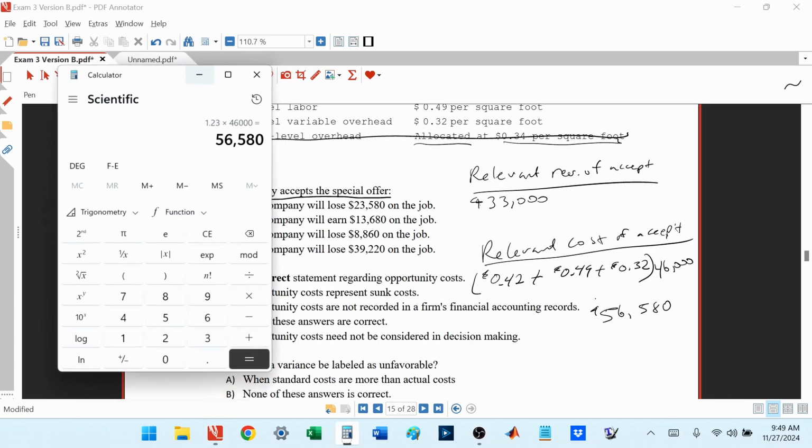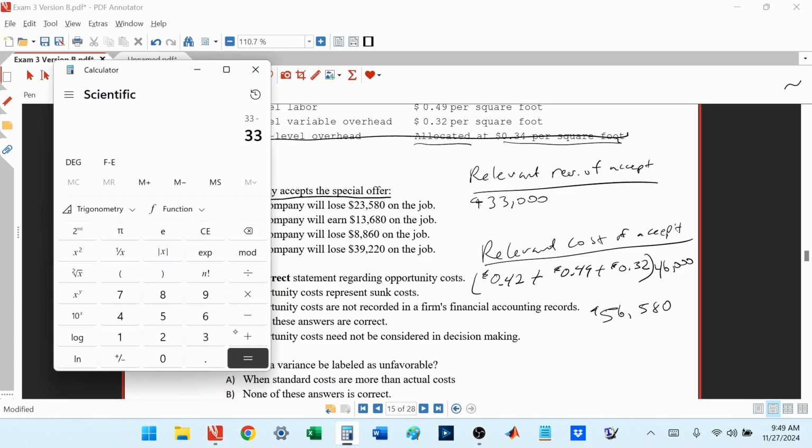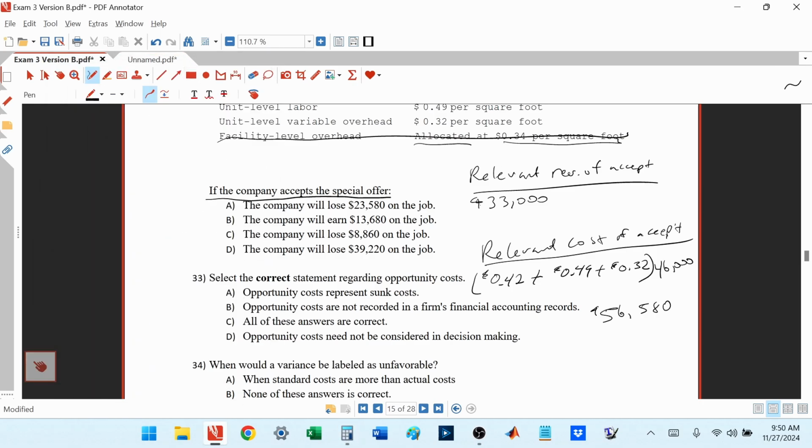And the relevant revenue is 33,000. So if we accept the special order, I'll just do 56.58 like this. Then our income will go down 23,580. We'll lose 23,580 on the job.